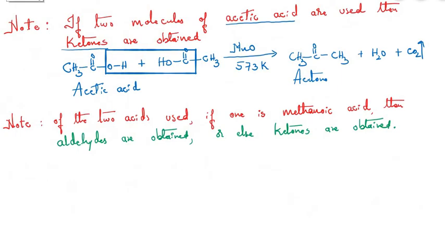The second note is that students, of the two acids used, if one is methanoic acid, then the product is aldehyde, or else the product will be ketone. This we have already learned. Now I have just mentioned one note, right?